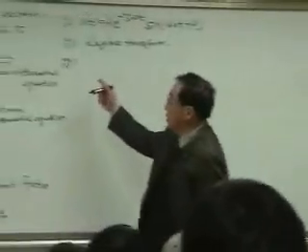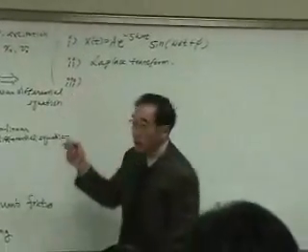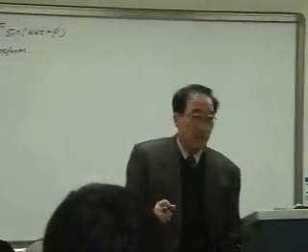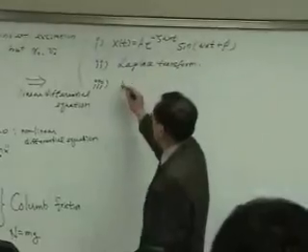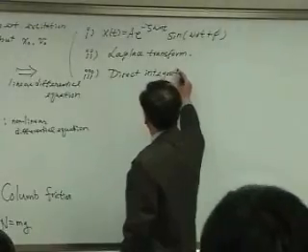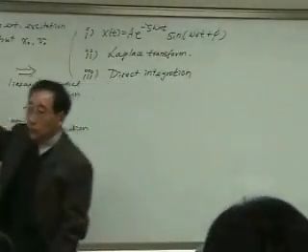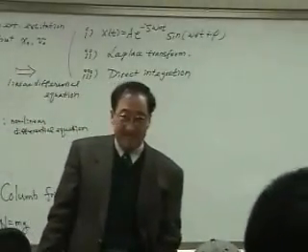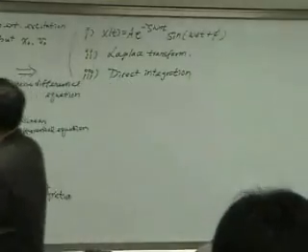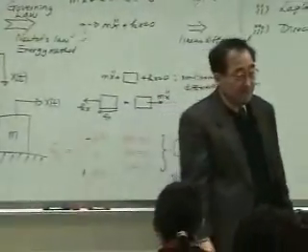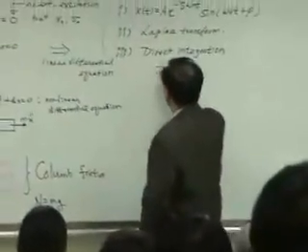Or lastly, what we can do? What would be the last method to get the solution? Direct integration. Meaning that I will integrate this equation with respect to time. Okay, for simplicity, let's think that I have only Cx dot and Kx. For simplicity.